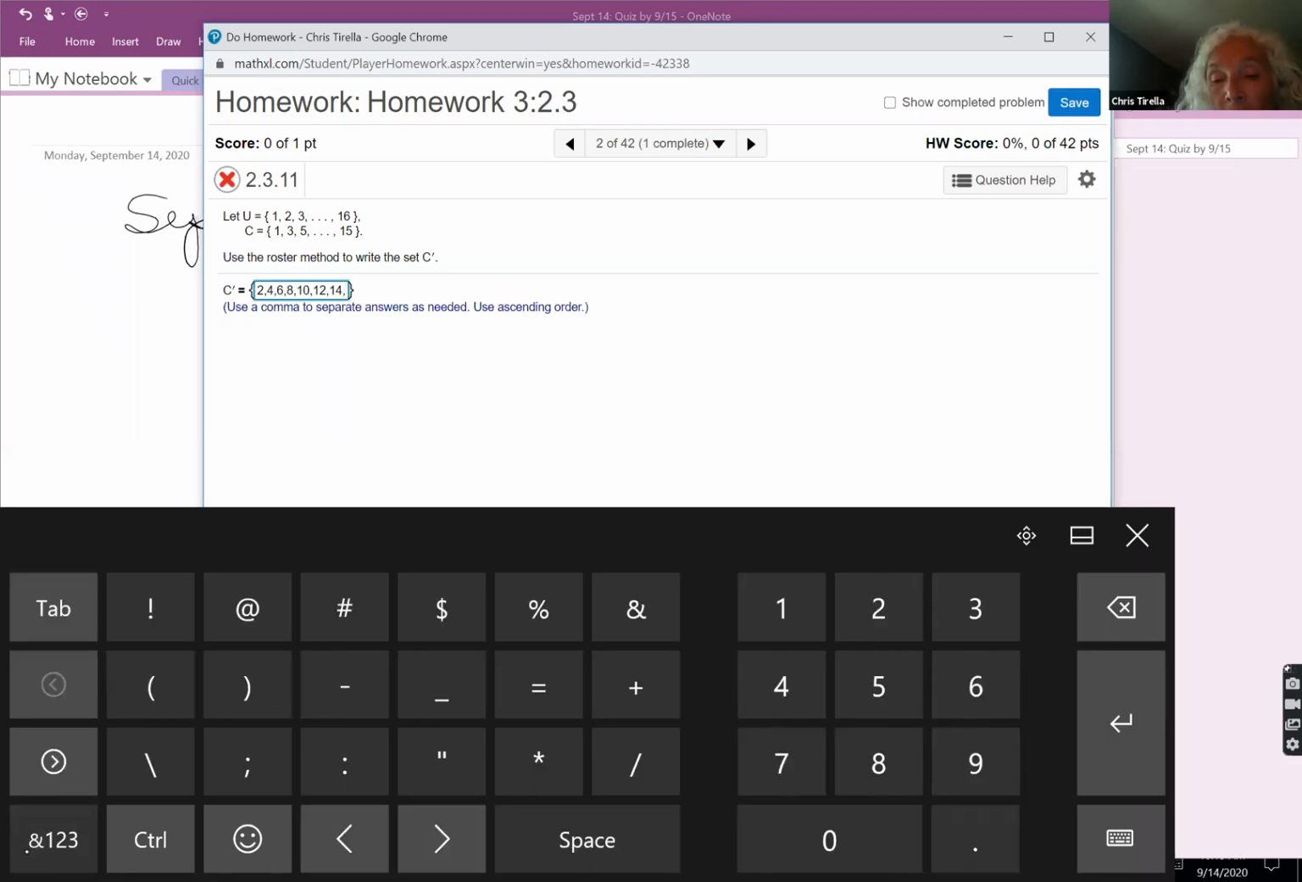I hope nobody else has a touch screen where you have to switch keyboards each time to put the commas in, because that's a pain.